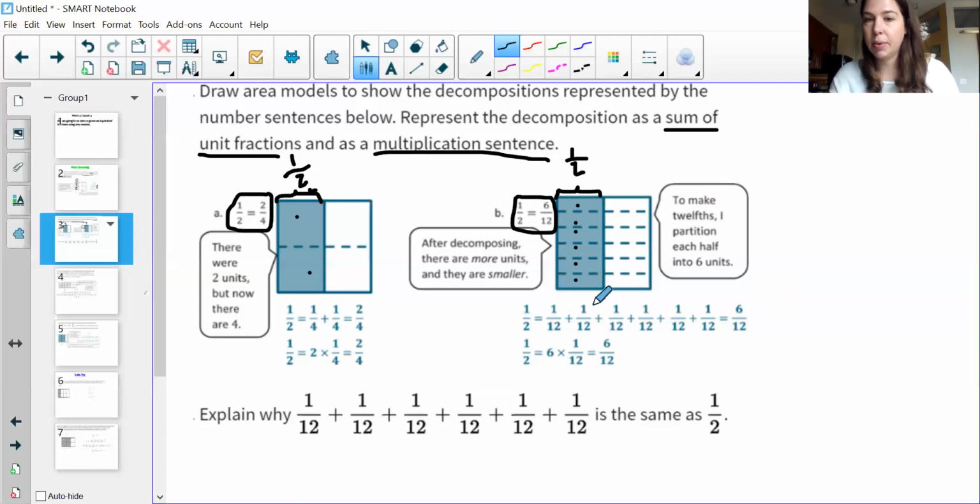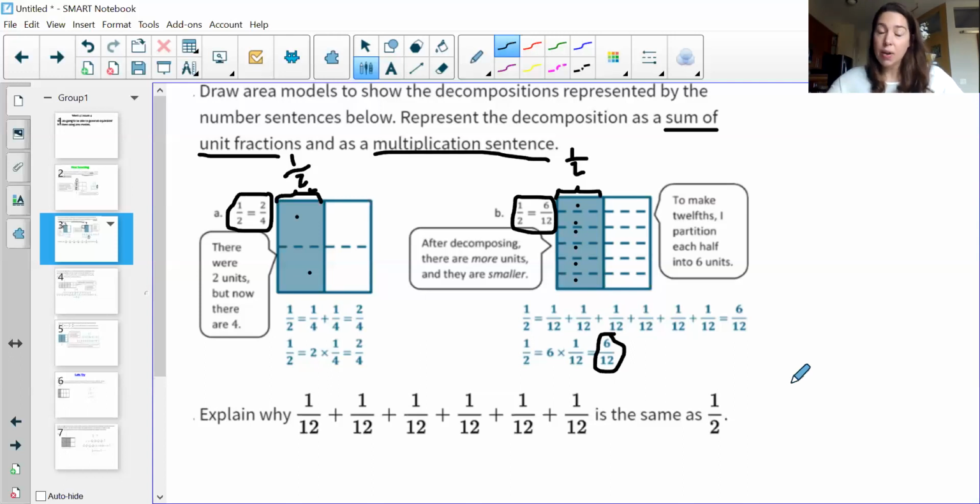And that's exactly what they wrote right here. They're just adding up all the 1/12 that are shaded. Now, since I have 6 of them, I can rewrite that as 6 times 1/12. 6 groups of 1/12 is 6/12. And that's what we have there.